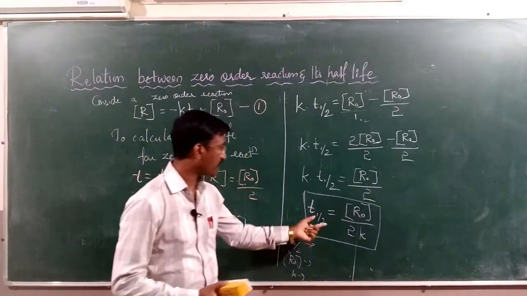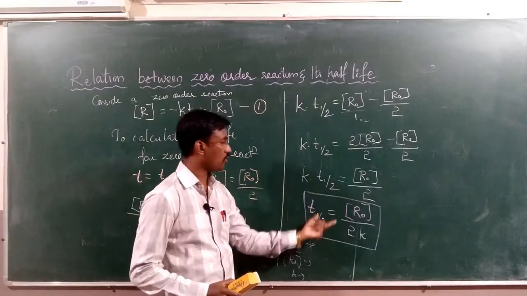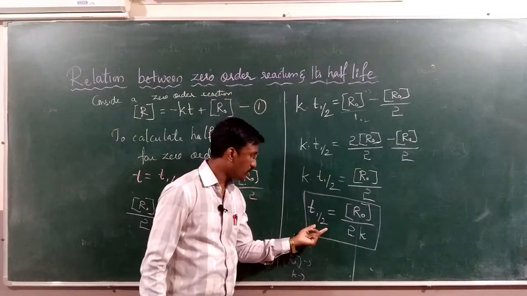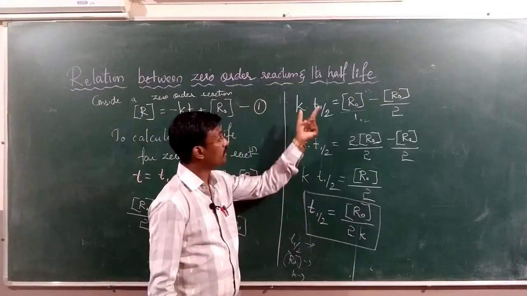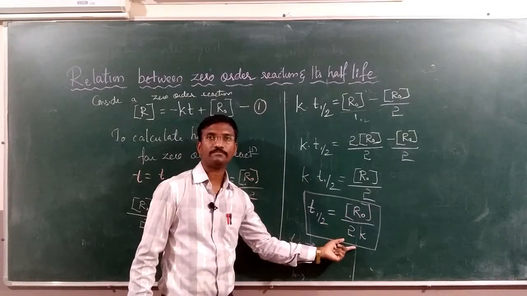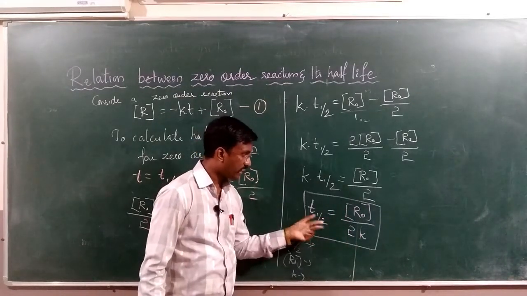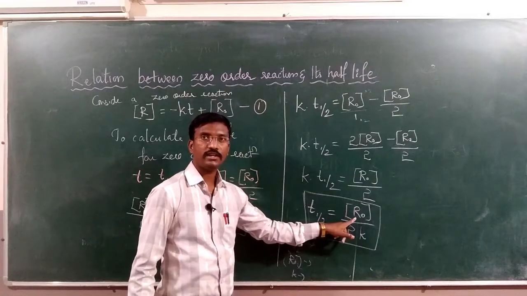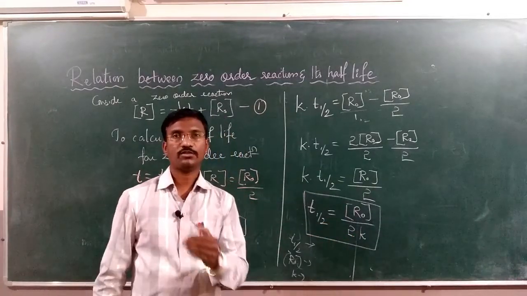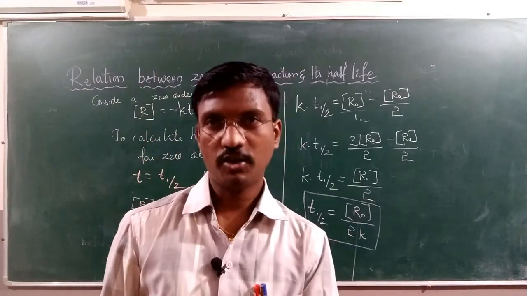In that, we have to compare the half-life of zero order reaction and half-life of first order reaction. So keep in your mind that the half-life of zero order reaction depends on the initial concentration and rate constant. Based on this we will continue the next derivation tomorrow.